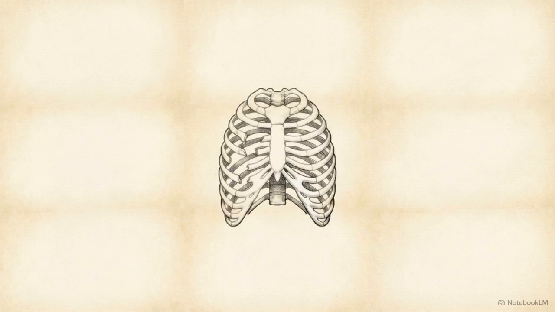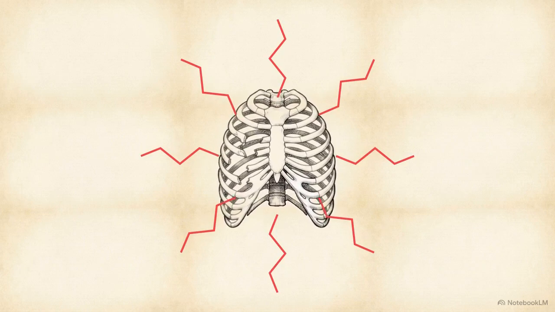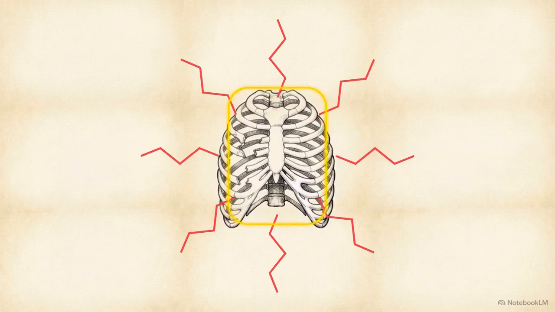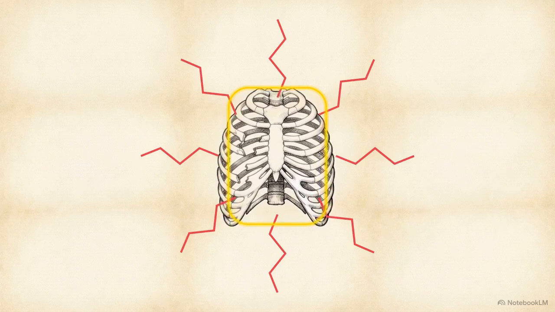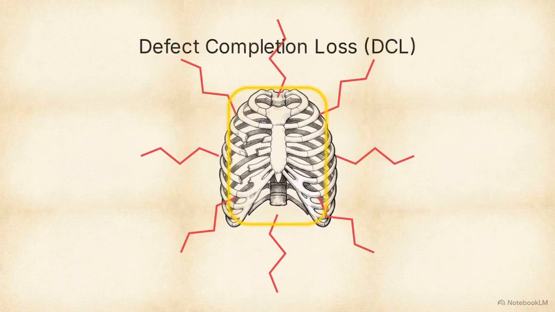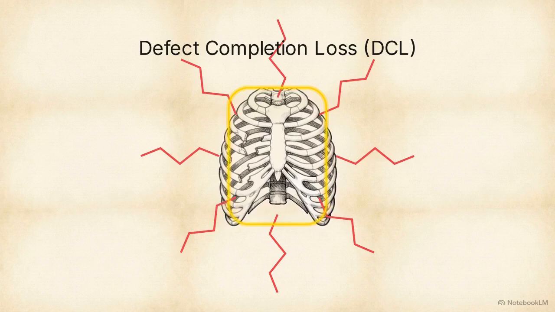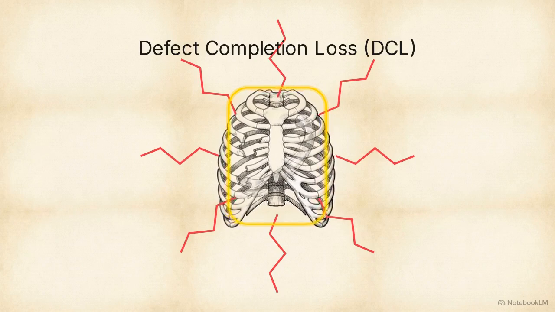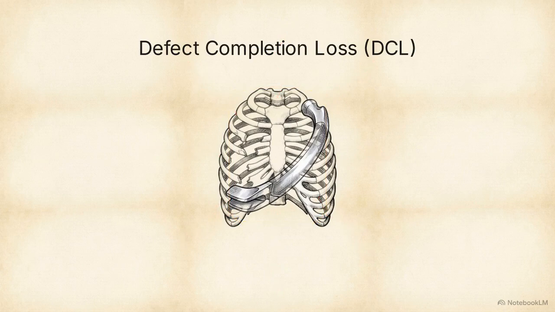The inverse risk is underprediction. If the model fails to fill the entire defect, it leaves structural discontinuities and gaps that compromise the biomechanical stability of the reconstructed chest wall. The solution is the defect completion loss, or DCL. This term penalizes underpredicted voxels, forcing the model to generate an implant that is completely contiguous with the surrounding bone.